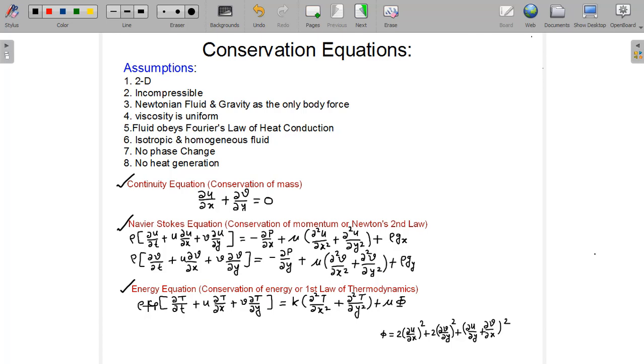And all the equations we are going to derive under these assumptions, as you can see. I am going to show you during the derivation why these assumptions are made and how they are used. All these equations are in differential form, and these are very important for finding out the field variables like velocity, pressure, or the temperature distribution.